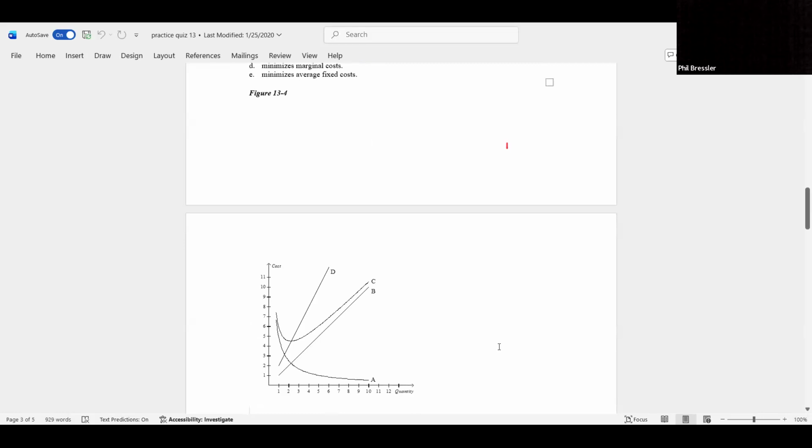Okay. All right. You get this one. Just going to give you all the curves. D, marginal cost curve. C, ATC. B, AVC. I know that because ATC has to be greater than AVC. I know D is MC because when it's crossing the ATC, ATC starts to go up. And A, AFC. So D, MC, C, ATC, B, AVC, A, AFC.